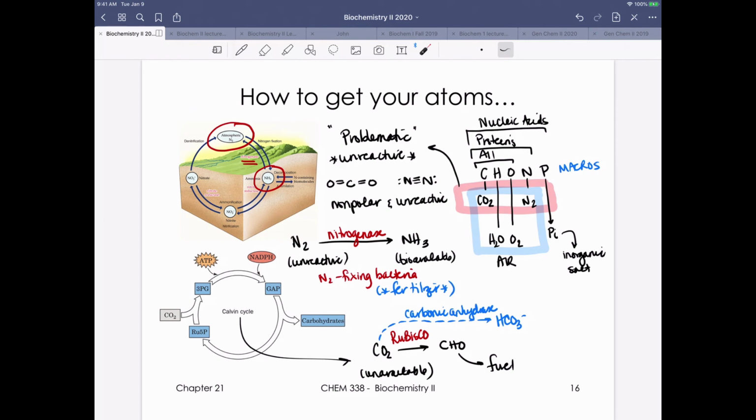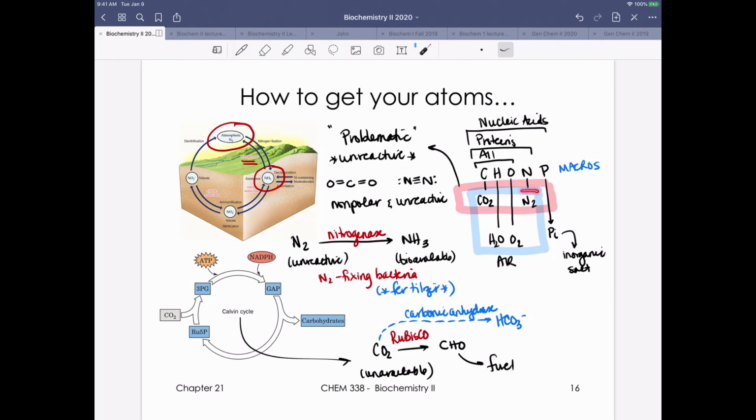So I want to talk for a second about where we get these from our environment. At the end of the day, we consume things, right? We need to consume living things to largely provide these. But the main source of carbon in the biosphere is going to be carbon dioxide. Nitrogen is going to be from elemental nitrogen. And we've got lots of water and oxygen that are going to provide hydrogen and oxygen. And then inorganic phosphate can be a source of phosphorus.